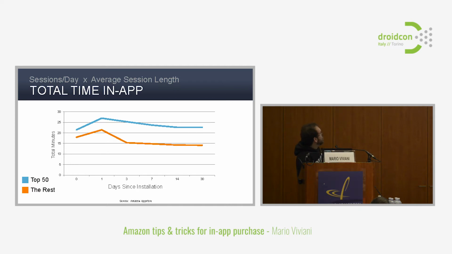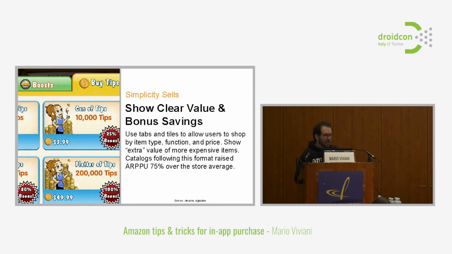And total time in app is crucial. Actually, the top 50 are doing a much better job than we are. On day 30, the top 50 are usually at 23 minutes per session. But the rest of the market is at a bare 10 minutes. So these 8 minutes per user might not sound like much, but these are 8 minutes more that you can use to train your users, to make them engage with your content, and therefore to provide more freemium content.